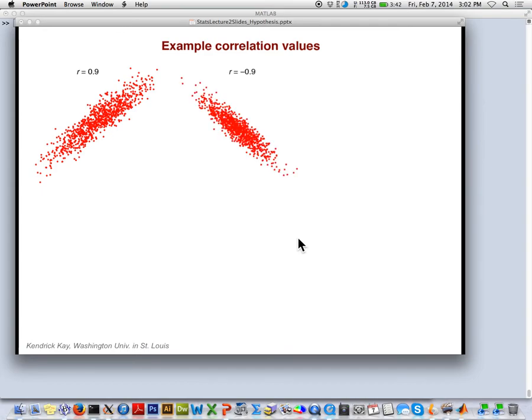And so we can contrast some other cases. Correlations can be negative, which basically means there's a negative relationship between the two variables. So in this first case, high on x means high on y, whereas in the second case, high on x means low on y. But the strength of this relationship is the same, 0.9.